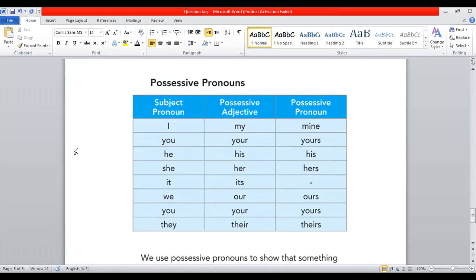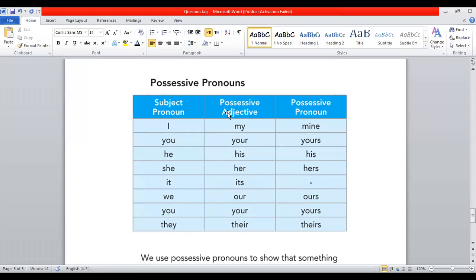Another type of pronouns is the possessive pronouns. As you know, we have the subject pronouns, like I, you, he, she, until they. And we have another type, which is possessive adjectives: from I, you will say my; you, your; he, his; she, her; it, its; we, our; you, your; they, their. The last type is possessive pronouns: I, mine; you, yours; he, his; she, hers. For it, we don't have a possessive pronoun. We, ours; you, yours; and they, theirs.